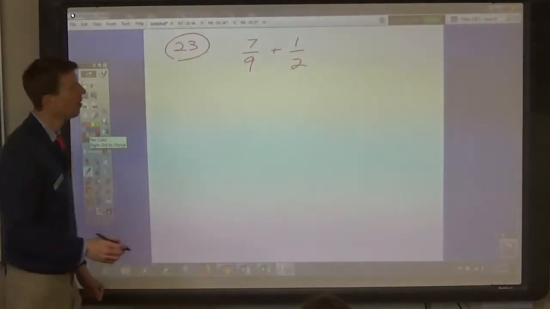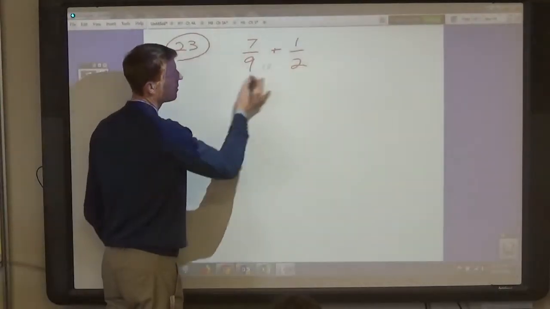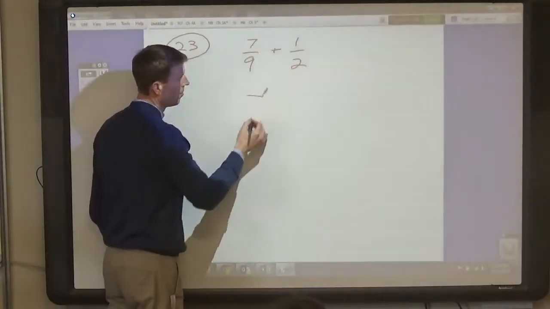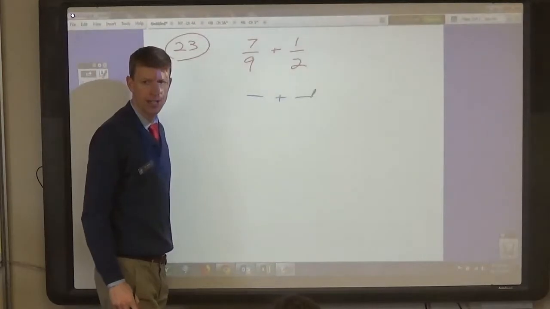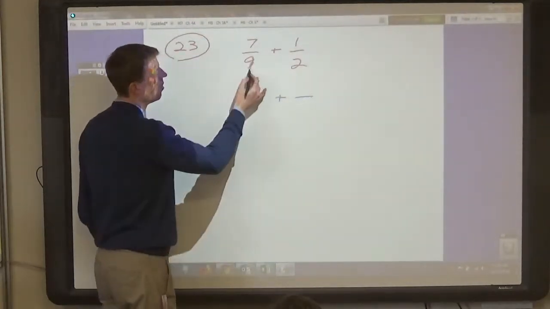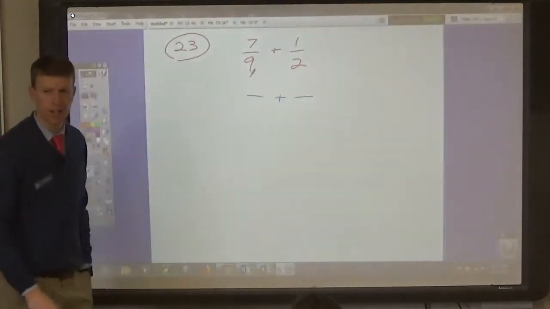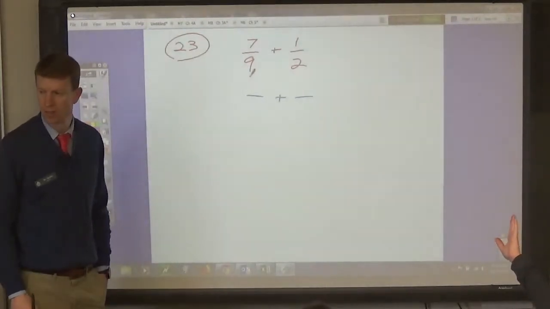Then, underneath it, decide your common denominator. And write the new problem underneath it. So, what common denominator can we make with 9 and 2? Colton?